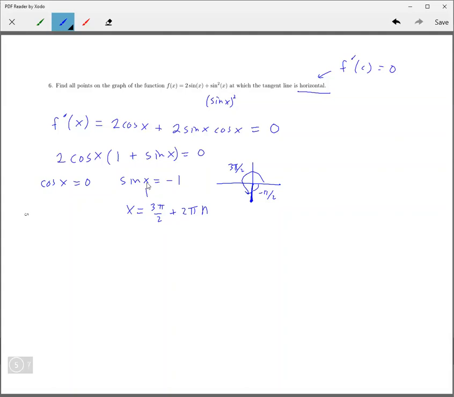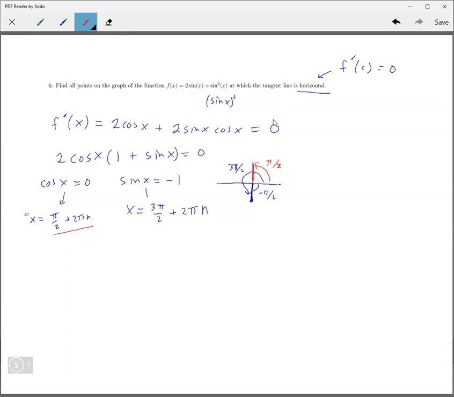Now, when sine is -1, then cosine is 0. So these points also satisfy this. But the points that don't satisfy that one are pi over 2 plus 2 pi n. So this one would be the points up here. And see, there's pi over 2, and the cosine is 0 right there. But then you could go around once or whatever, so any multiple of 2 pi. Okay, so these are just the x values.